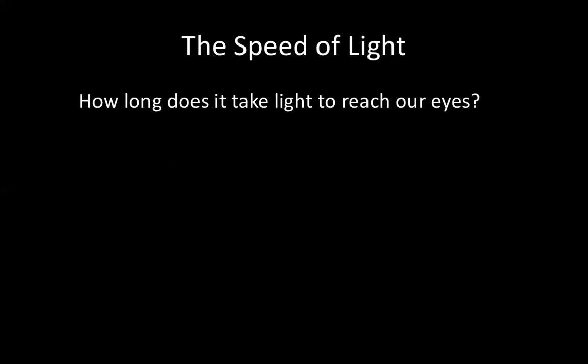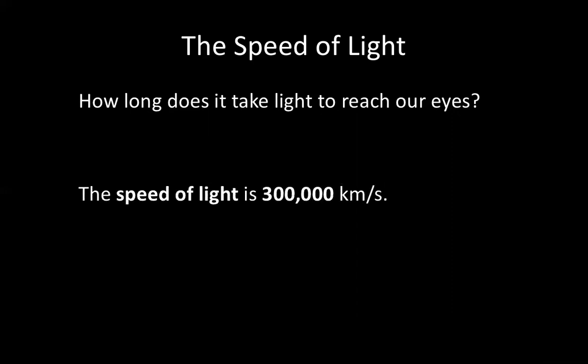So how long does it take light to reach our eyes? The speed of light is 300,000 kilometers per second. So for every second, 1, 2, 3, light is traveling 300,000 kilometers. That's really, really fast. When you drive a car, it's about 60 kilometers an hour. In 1 hour, you can cover a distance of 60 kilometers. But for light, in 1 second, it can travel up to 300,000 kilometers.